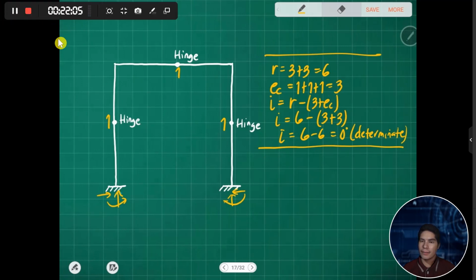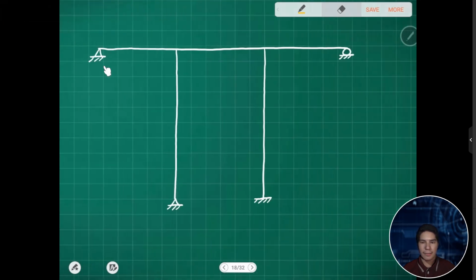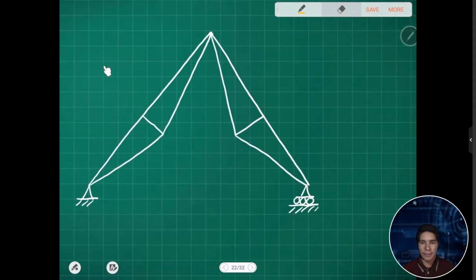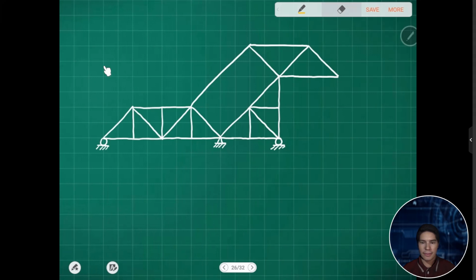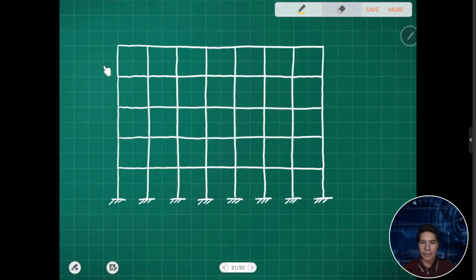Okay, so let's continue in the next video for additional problems for frames and trusses. In the next video you will see a shortcut formula in determining the degree of indeterminacy for building frames.